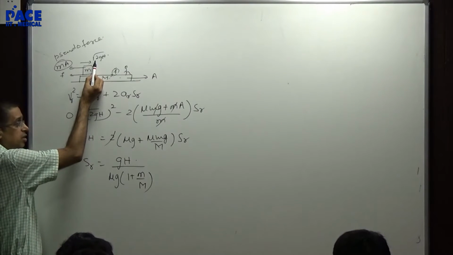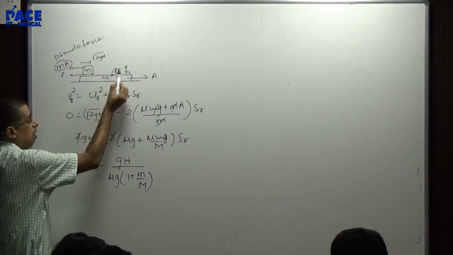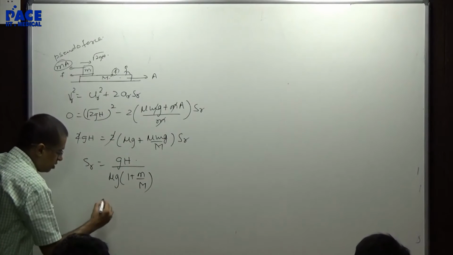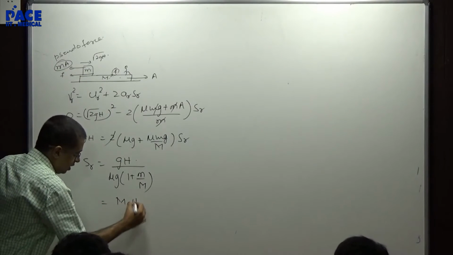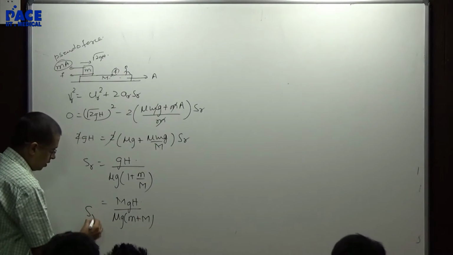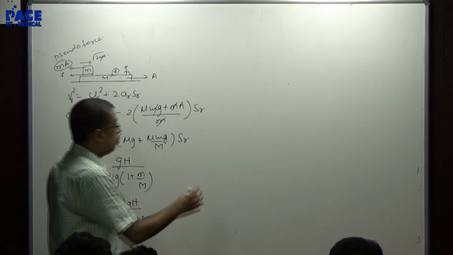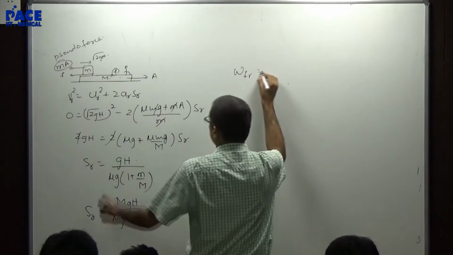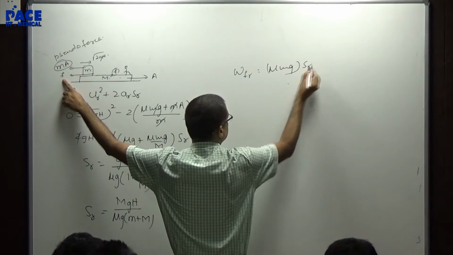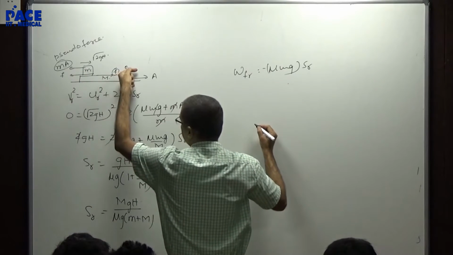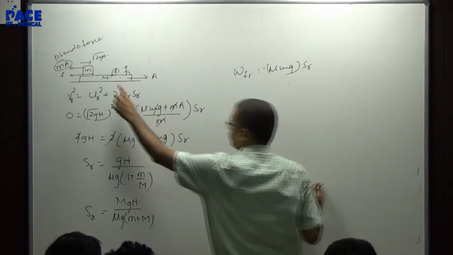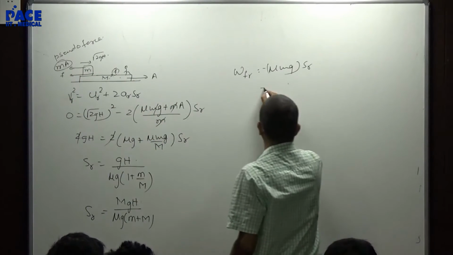Initially it came with a velocity under root 2gh. Final velocity as observed by this observer will be 0. In that time it moved a distance of this, capital M gh upon mu g into small m plus capital M. This will be SR. What will be the work done by friction on small m? It will be mu small m g into SR with a negative sign. Displacement is forwards, friction is backwards. Displacement of small m is forwards, friction is backwards.